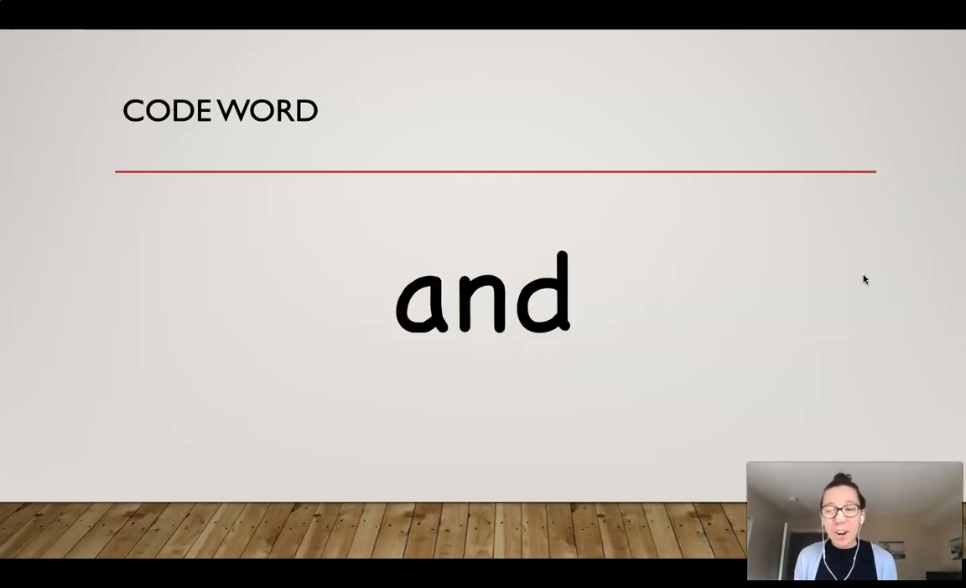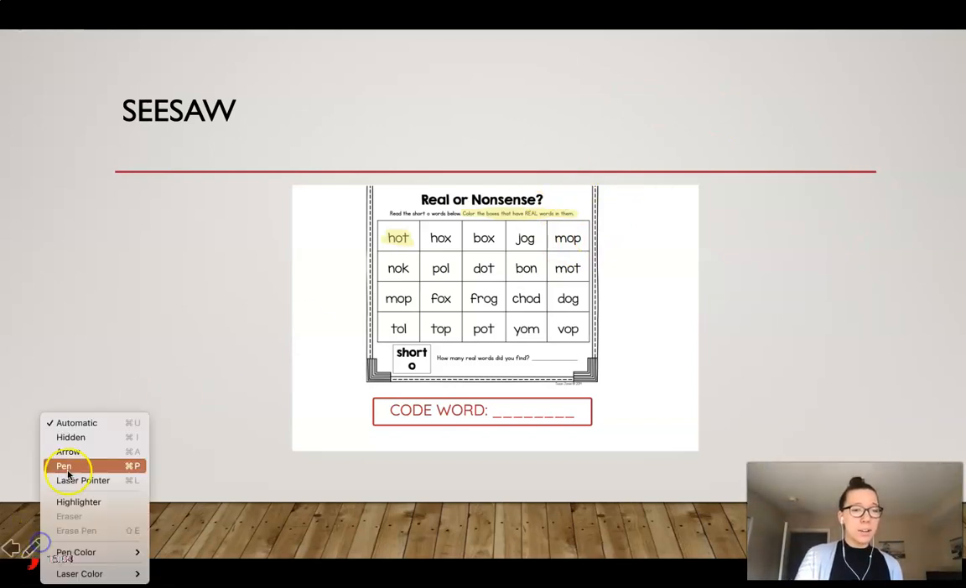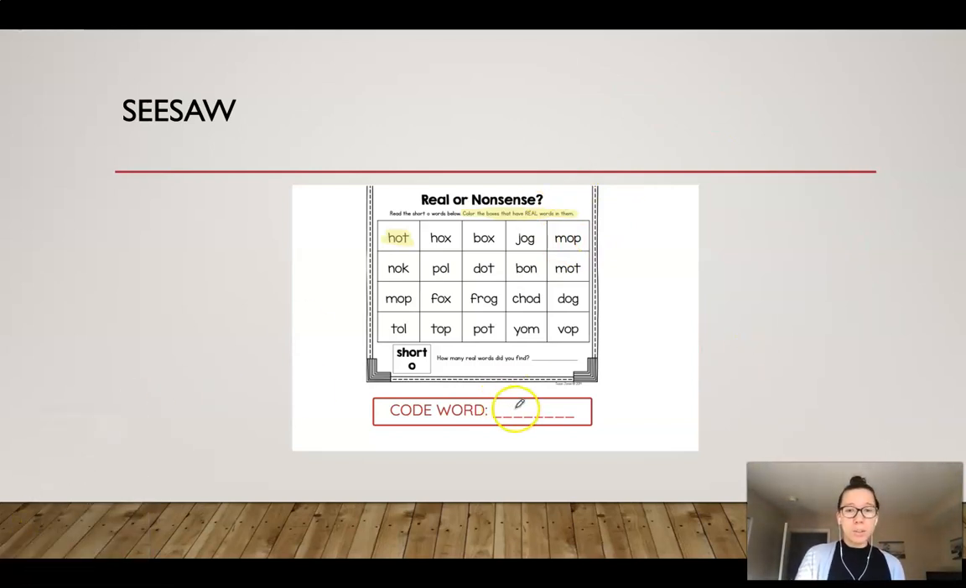All right, friends, so your code word today is and, A-N-D. If I were to use this word in a sentence, I might say, I'm going to the store and I'm going to get groceries. And, A-N-D. So when you get to your Seesaw activity, friends, you're going to want to write that code word right here at the bottom. So in this red box where it says code word, you're going to write A-N-D, and. And then you're going to be highlighting some of our real words here.